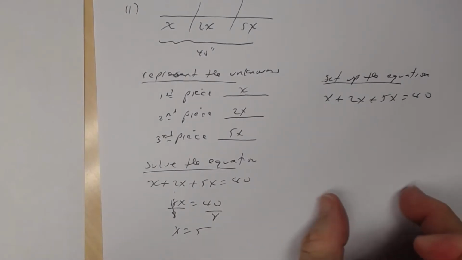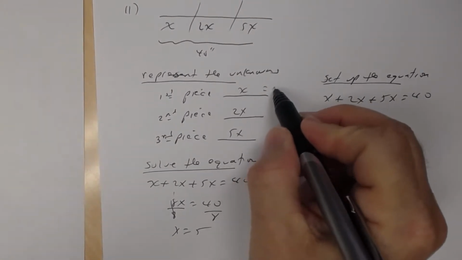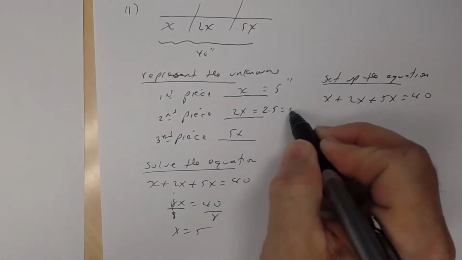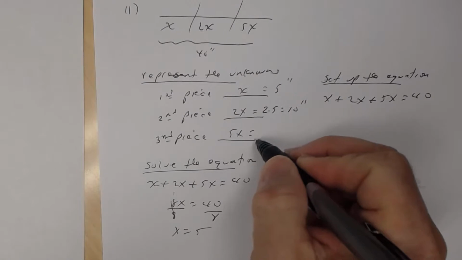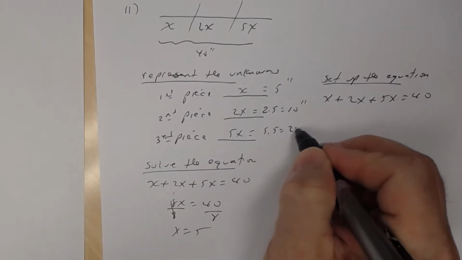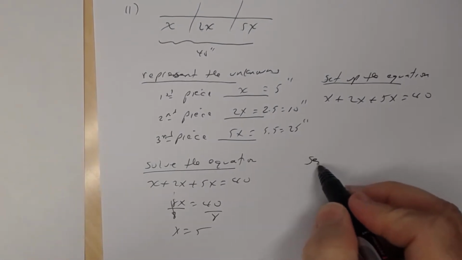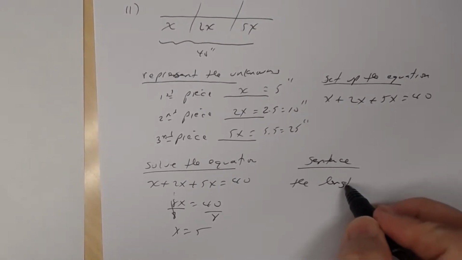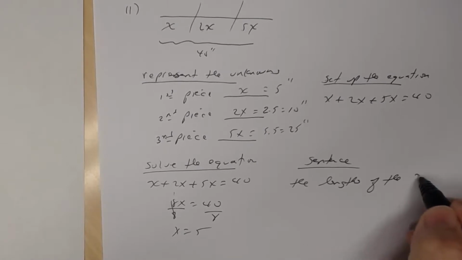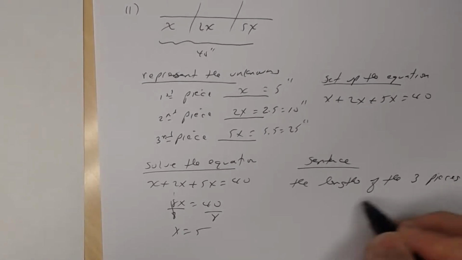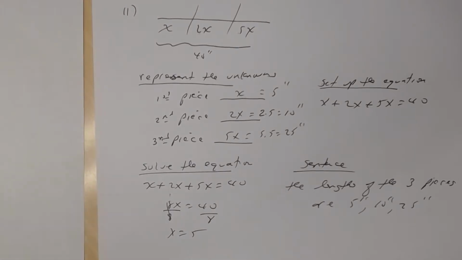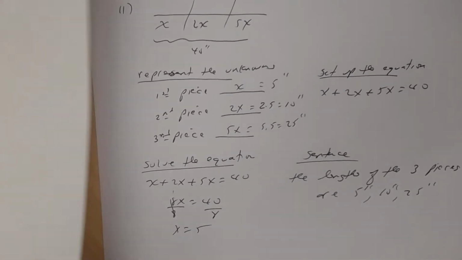I would take that information and write it as a sentence. My first piece is x, which is 5, so that's 5 inches. My second piece is 2 times 5, which is 10 inches. And my third piece is 5 times 5, which is 25 inches. Your sentence would say the lengths of the 3 pieces are 5 inches, 10 inches, 25 inches. Okay? All right, so let's look at number 13.